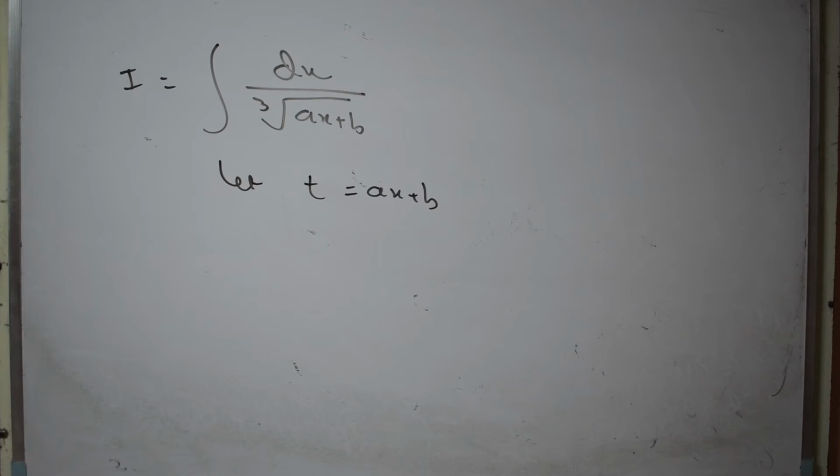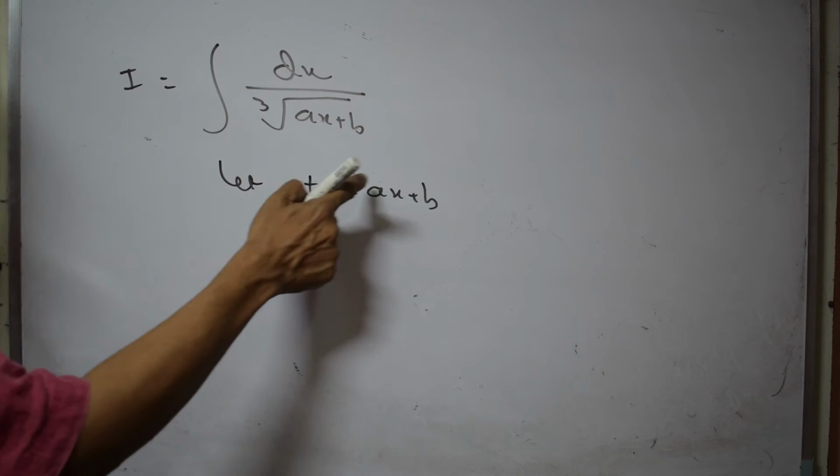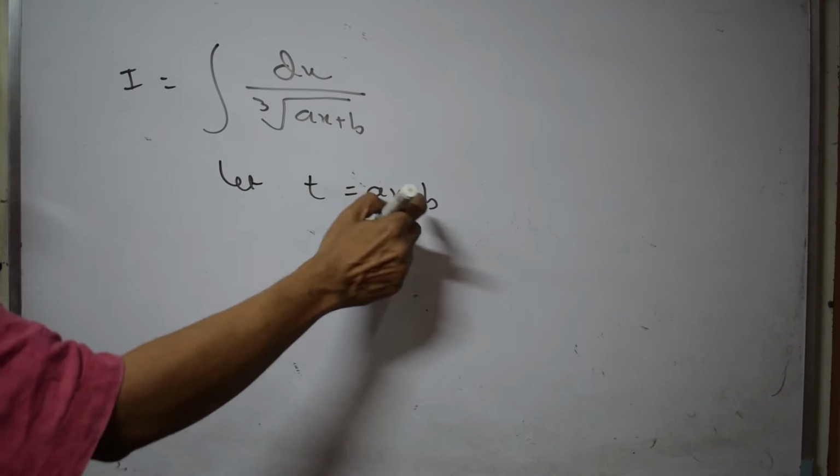X to the power 1/3, that's x to the power n. This is not x to the power minus 1/3 or 1/3. It is actually (ax plus b) to the power 1/3. So let us take the inside part, this ax plus b, as t.